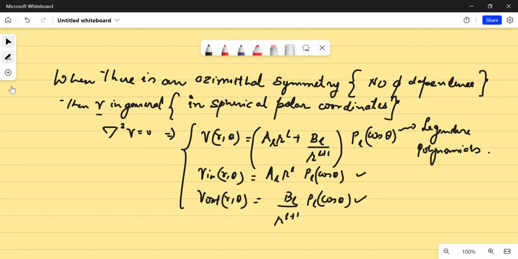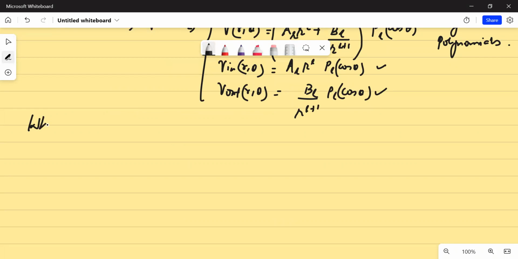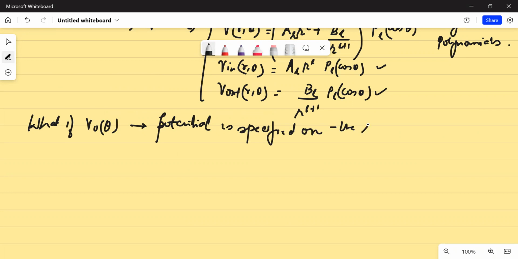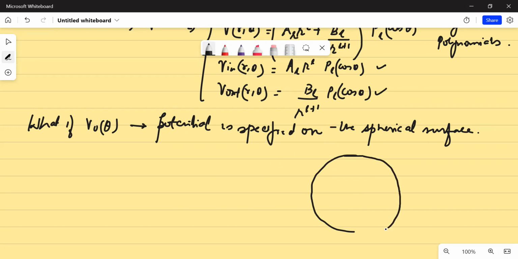Now a question arises: what if V naught theta, that is the potential, is specified on the surface of the sphere? If it is specified that the potential at the spherical surface is V naught theta, then how do we find the potential inside as well as outside? This is one of the questions that one needs to investigate. Let's say the radius is capital R.